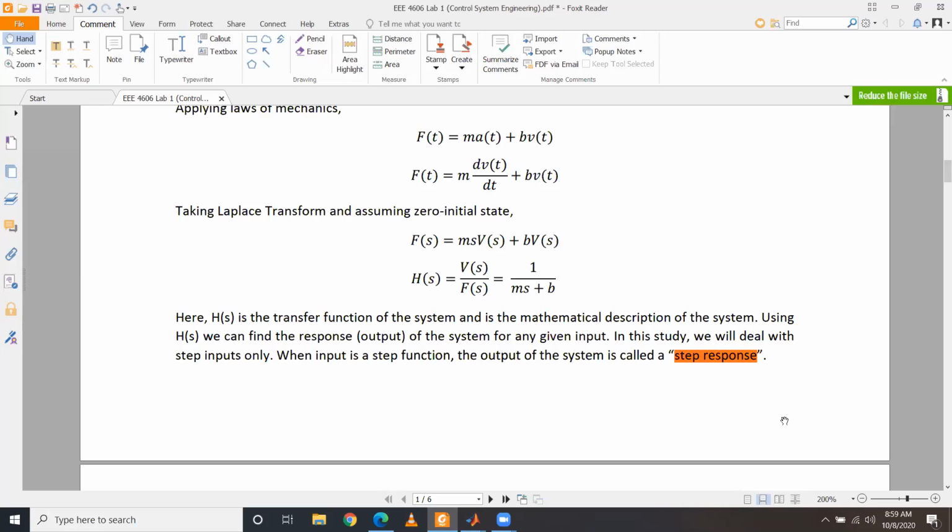Okay, so basically at time t equal to zero, it's nothing. Then after time t equal to zero, it becomes one. So that is a step function, and we'll be using that as the input to observe the output, which in this case is the velocity, and that is the step response.